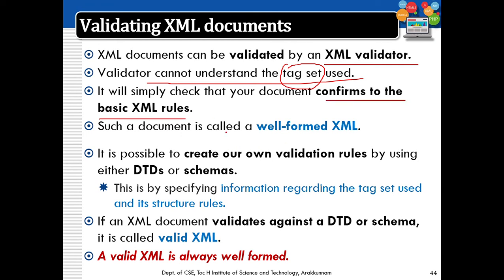That means it must have a prologue, it must have a single distinct root element, and all the elements within it must be properly nested. These three are the basic rules, and a document which follows these rules is known as a well-formed XML. And we already told that there are two other files, DTD and schema, which offer the rule set for the XML. So we can have a DTD or schema which specifies the rules. If the XML is linked with a DTD or schema, then all the tags written within the XML must follow the rules mentioned in the DTD or schema.